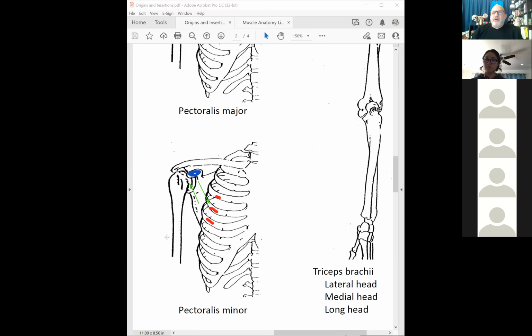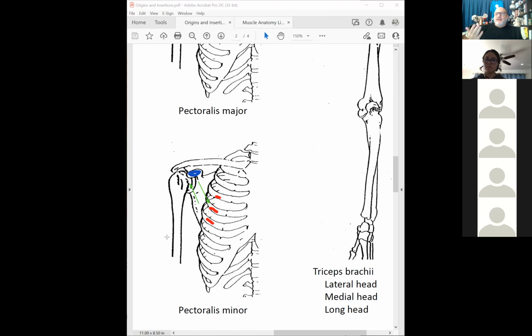Has anybody come up with a good activity that's going to help us to remember these 3 actions of the pectoralis minor? It's okay if you haven't. I've had trouble with this one as well.